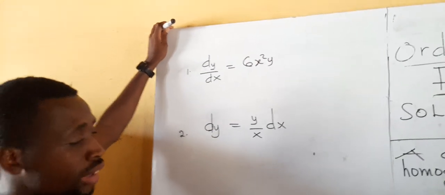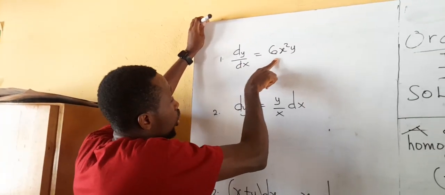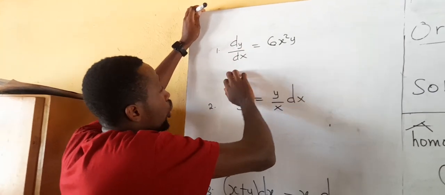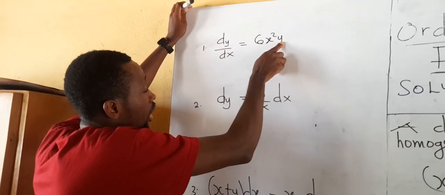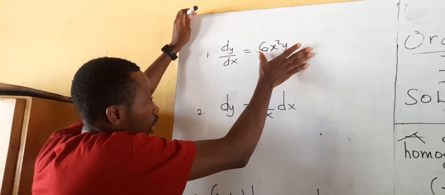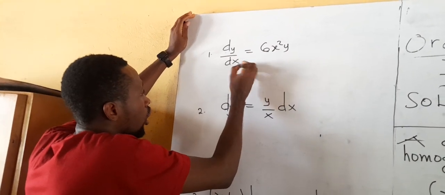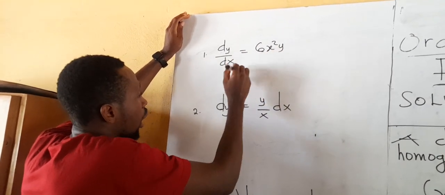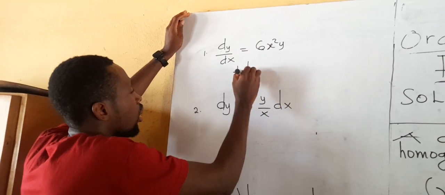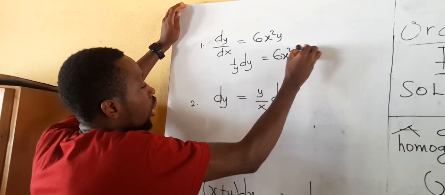How do you know automatically that you can't separate? Now, look at this differential equation. You see that the dependent and independent variables are multiplying. Can we separate? Yes, we can. We just divide both sides by y, so we get 1 over y dy equal to 6x squared dx.